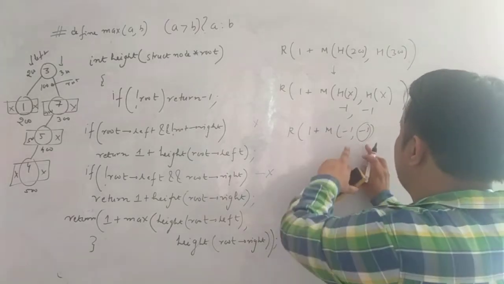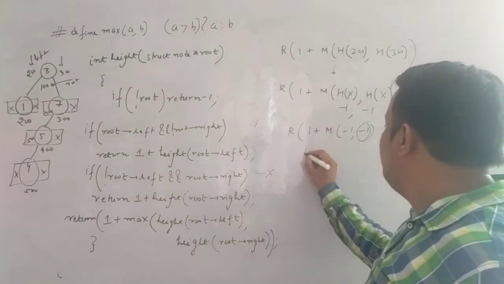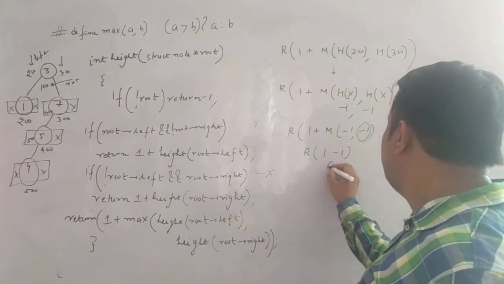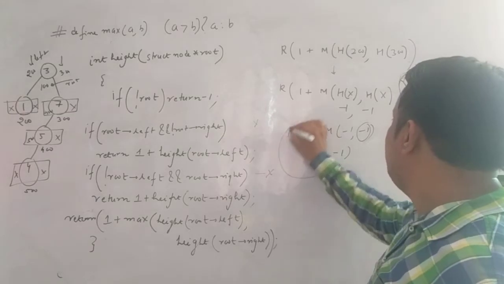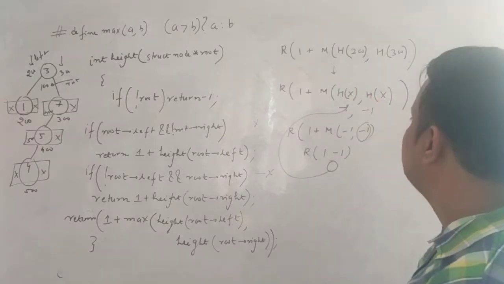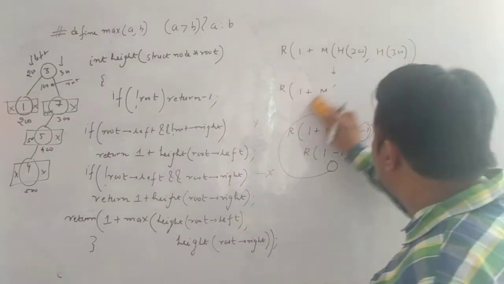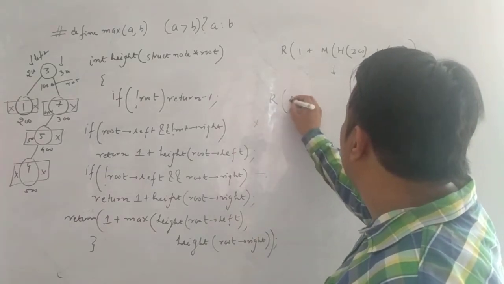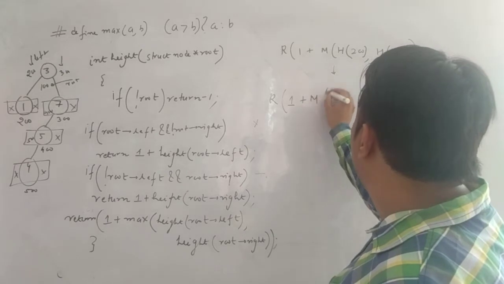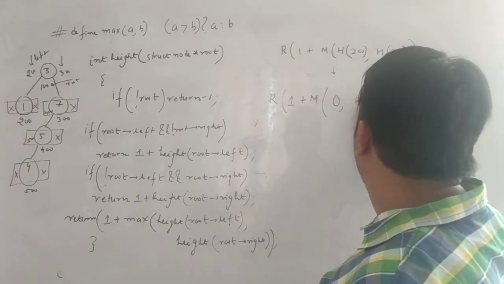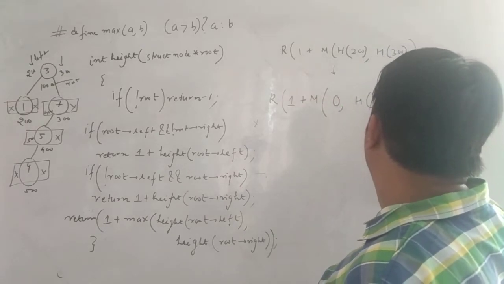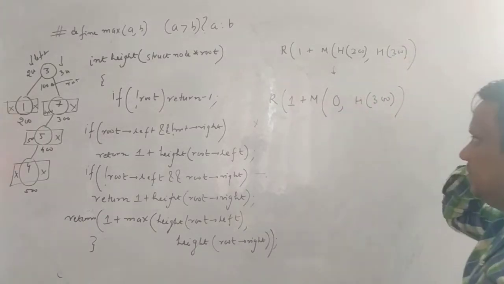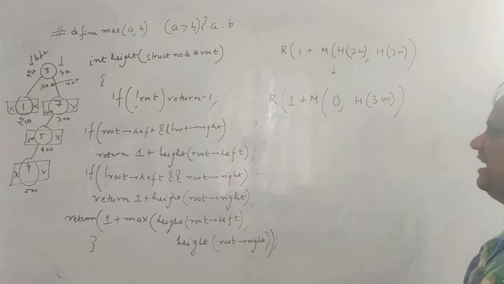Fine. So when it returns -1, it becomes return 1 + (-1). So 1 - 1 means 0. So it will return 0 to this function H200. So my expression changes to return 1 plus max(0, H300), right? H200, basically the complete function, returns what? 0. Now we will solve this H300, right?